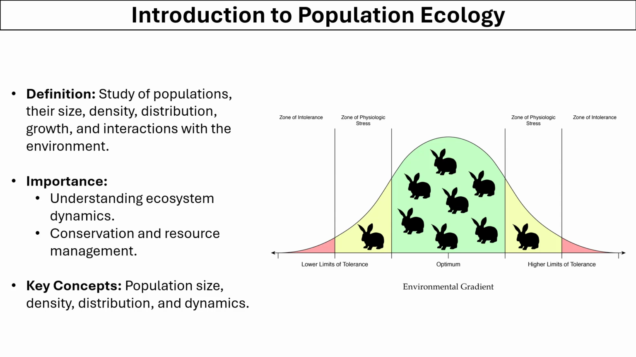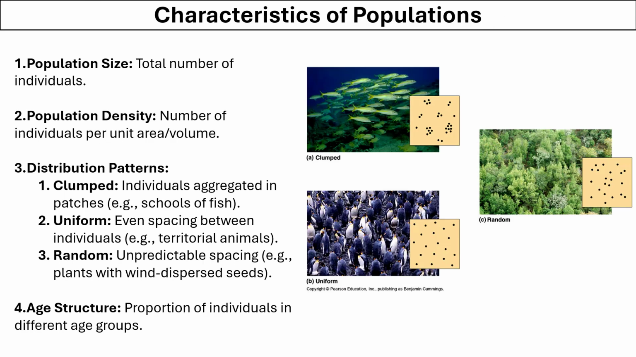The key concepts related to population ecology are population size, density, distribution, and dynamics. Population size means the number of individuals of one particular species. Population density is the number of individuals per unit area or volume. There are different patterns of population.